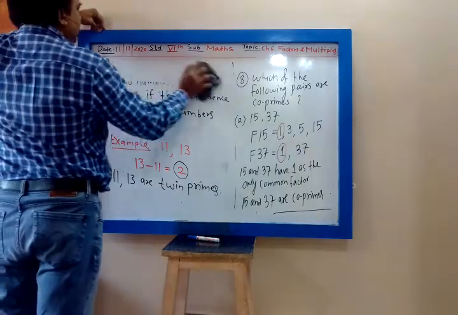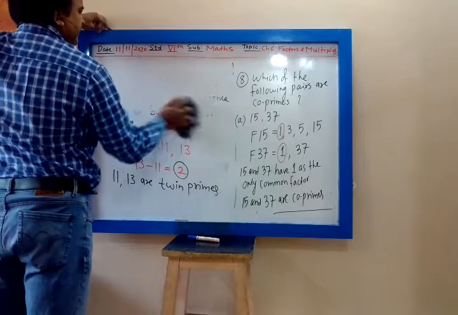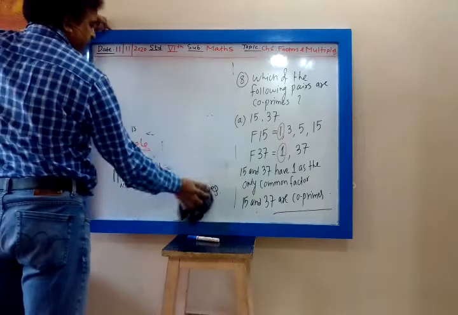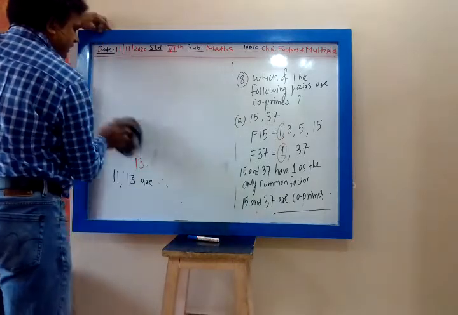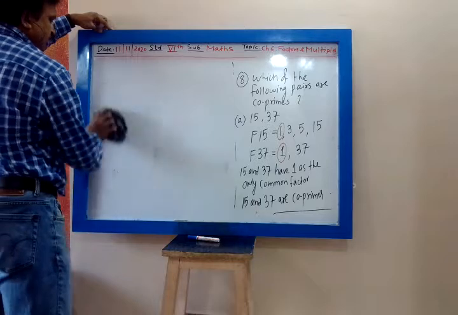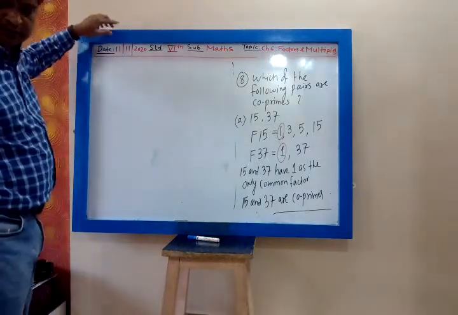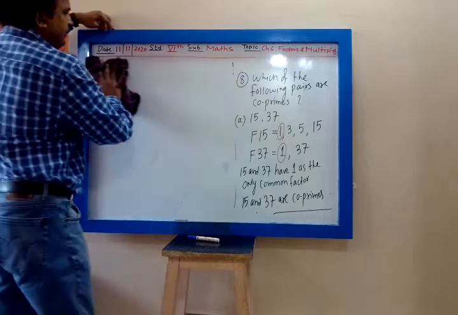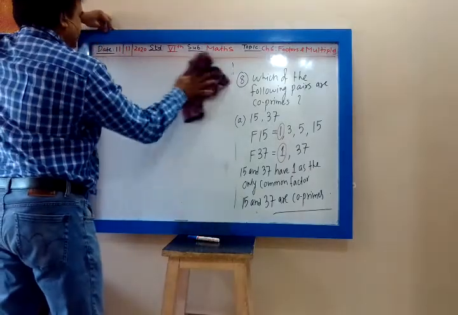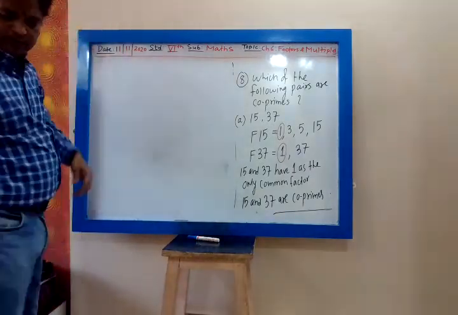When the given numbers have 1 as the only common factor, the given numbers are co-prime. If 1 is the only common factor, the numbers are co-prime.